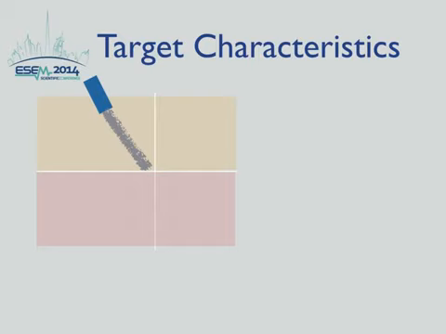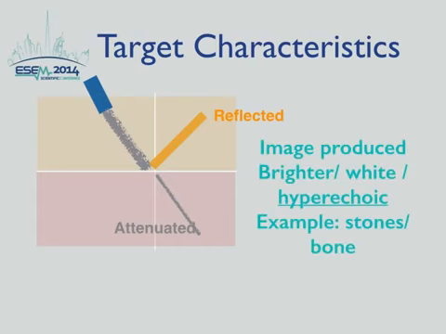The brightness of the image produced by the ultrasound machine, or what is known as echogenicity, is determined by the rate of reflection and attenuation of the sound wave. When the sound wave reflects more than it attenuates, the image produced will be brighter. This is also known as hyperechoic or white. For example, this happens when the ultrasound wave interacts with stones or bones.